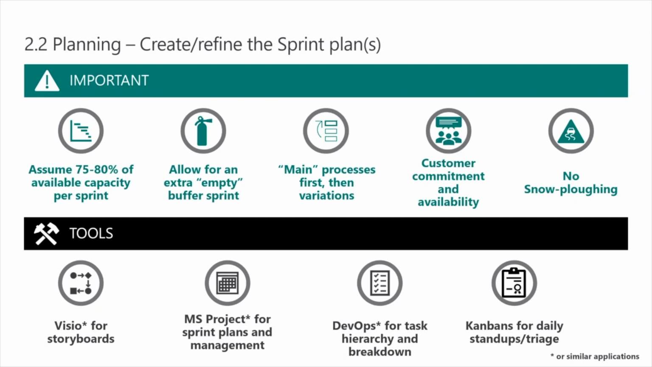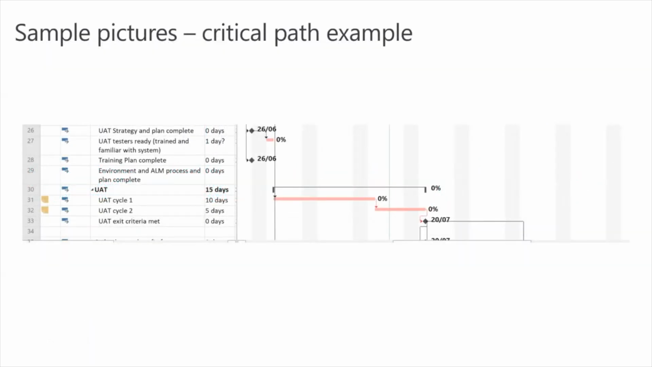In terms of tooling, the one I'm going to pick out is, we'd recommend looking at something like a Kanban board for your daily stand-ups and your daily triage. It's a very powerful and visual way of communicating to the team what is happening and for the team to give you feedback on where they stand on the delivery. And I've got an example of one which we'll talk about in a minute.